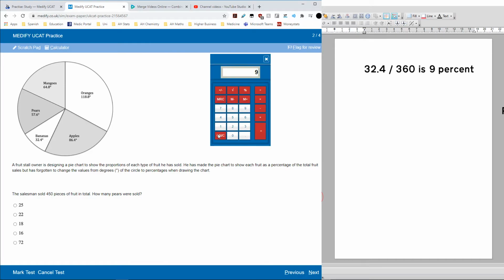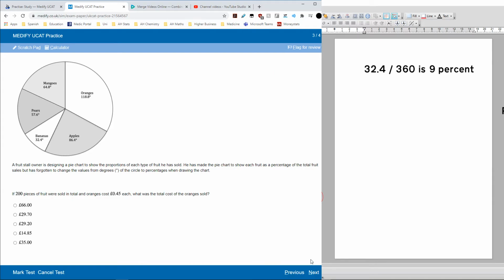Okay, let's just do the same thing again. Pears is 57.6 degrees out of 360. So 57.6 divided by 360 is 16%. Now we times that by the total number of pieces of fruit, and that will give us how many pears were sold. So 16% of the fruit were pears. 0.16 times 450, 72 pears were sold. And we move on to the next one.